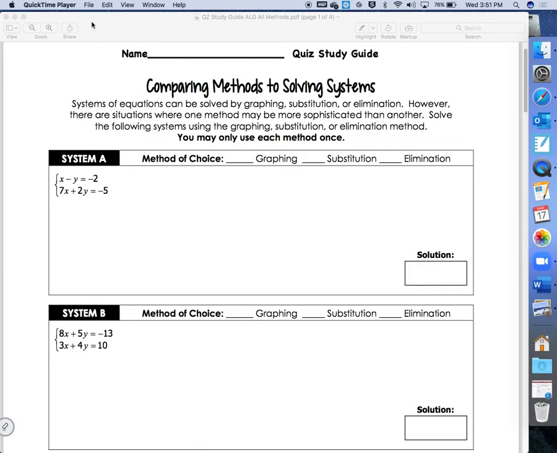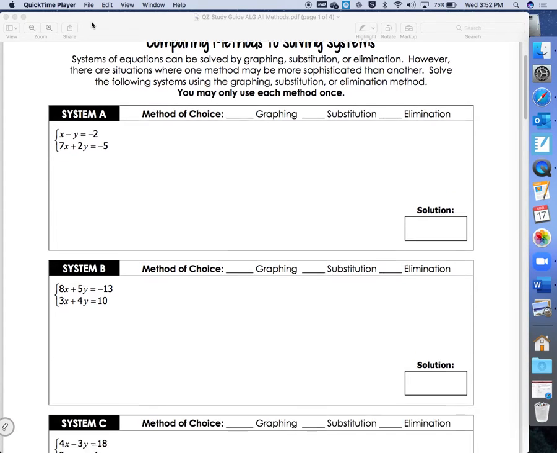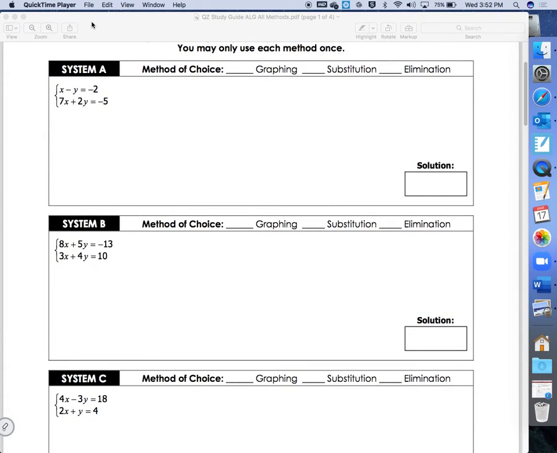This video will serve as a review of solving systems of equations using all of the methods. The first set of problems gives you three different systems, and you have to choose which method makes the most sense for each system. Of course, all three methods work for all three systems, but certain methods lend themselves better to some systems than others.